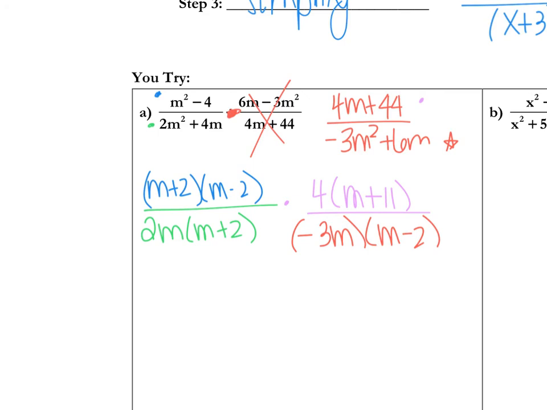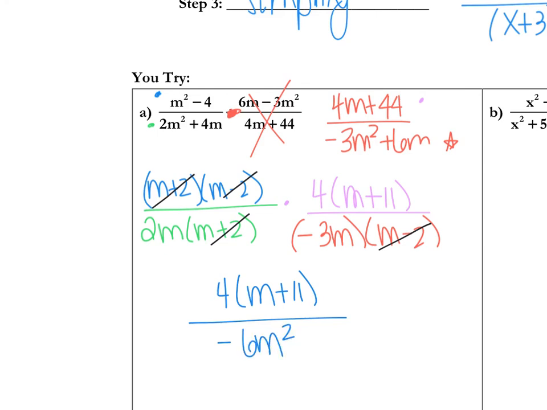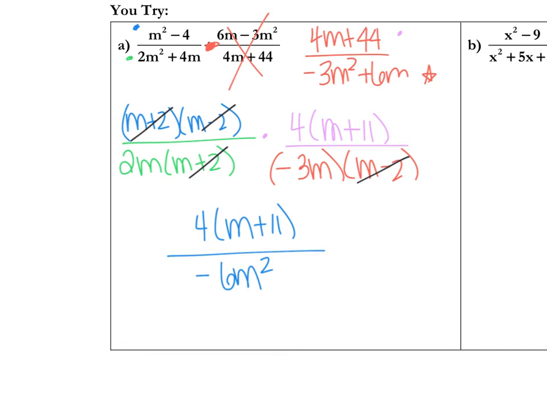All right, so cancel exactly the same. So m plus 2 and minus 2. So I'm left with 4, m plus 11 over negative 6m squared. Okay, and we just have one last step. We do have to look at the GCFs to see if we can cancel anything further, which we can. We can take a 2 out of that. So I'm left with m plus 11 with a negative 2 on the outside over 3m squared. Okay, if you put the negative in front of the whole fraction, that's fine. Just technically, remember, you're not supposed to leave it in the denominator.